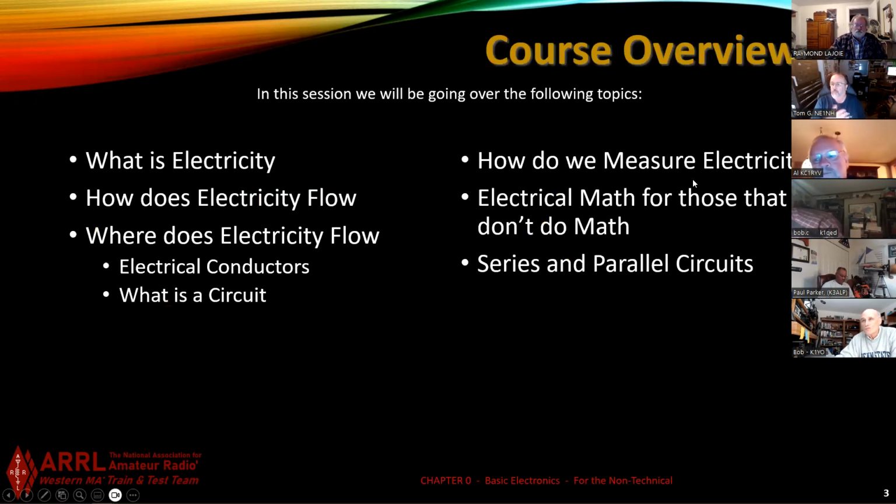So we're going to talk about what electricity is, how electricity flows, which is very contrary to what people think. Where does electricity flow? Something to think about, especially when you're trying to design a safe station. How do we measure electricity? A little bit of the math, nothing complicated, and then some basics on series parallel circuits. If you can grasp this, you can grasp a lot of more complex topics because they have parallels to this. Parallels and parallel circuits. That's a bad pun. So anyway, that's what we're after here.